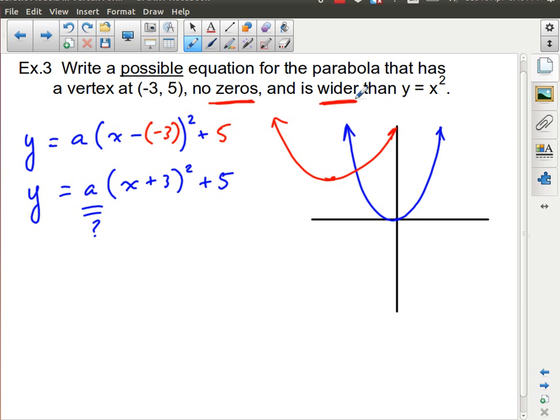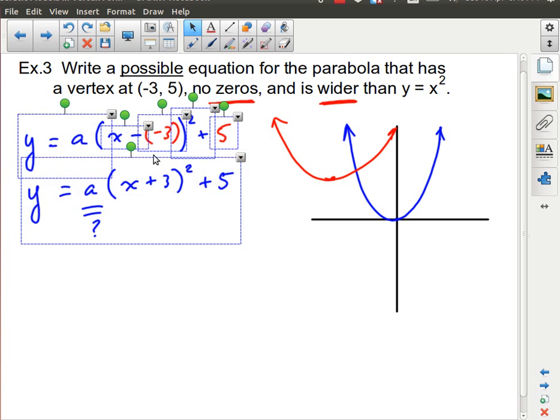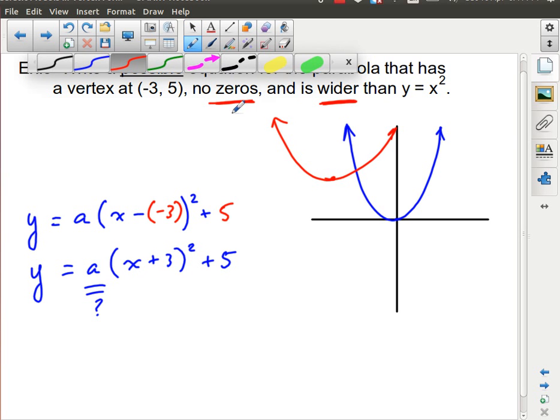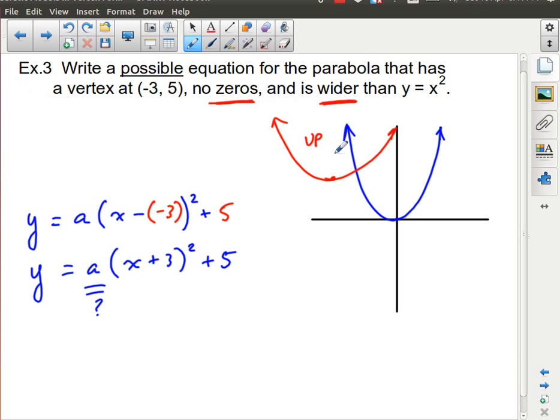No zeros, wider than. Well, the no zeros part, let me just move this down a bit so I can actually put a note underneath. No zeros tells me this thing has to open up. That's the only way to avoid zeros. So opening up means that a has to be a number bigger than 0. It's wider than y equals x squared. That one means that it is compressed. And the way that we get compressed is the absolute value of a has to be less than 1.